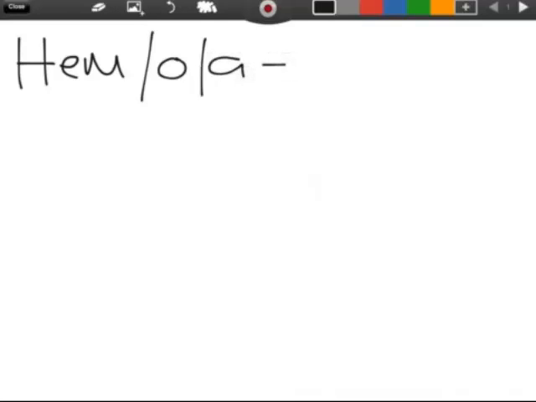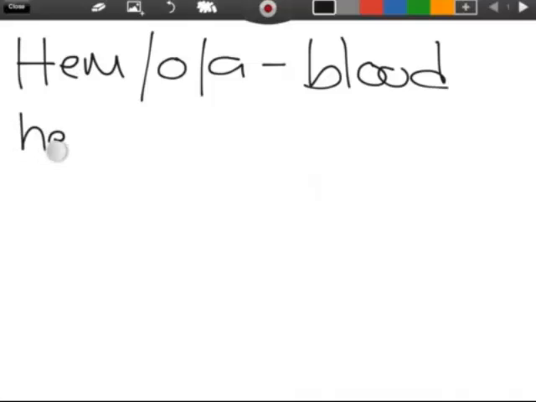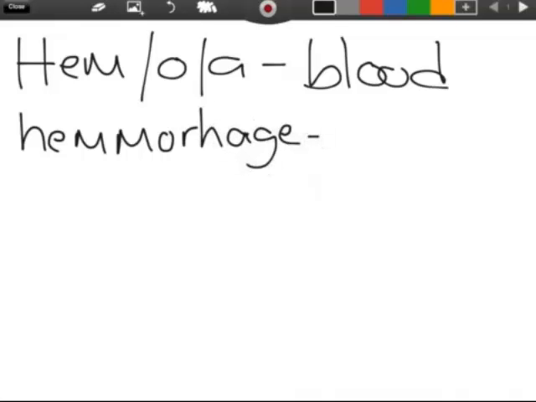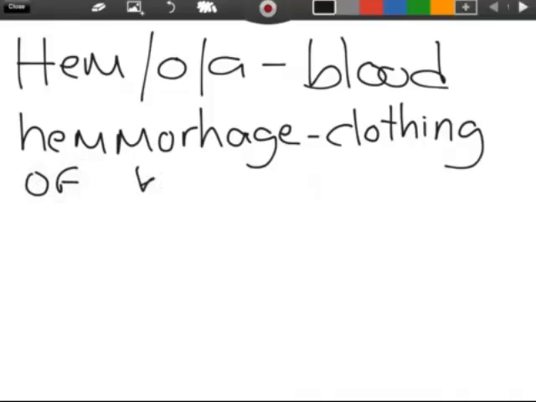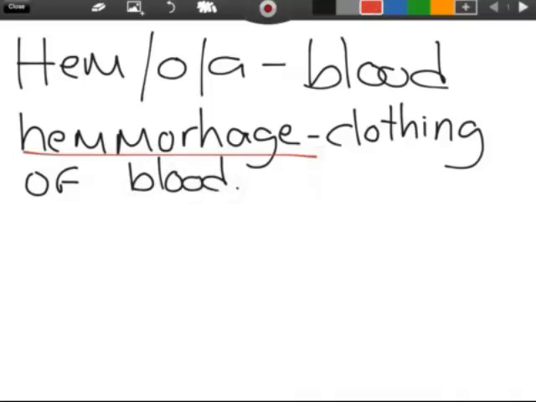Our first word is hemo, meaning blood. And I'm going to give you an example word. Hemorrhage. Let me repeat that one more time. Hemorrhage. And that is clotting of blood. I'm going to go ahead and use this in a sentence.